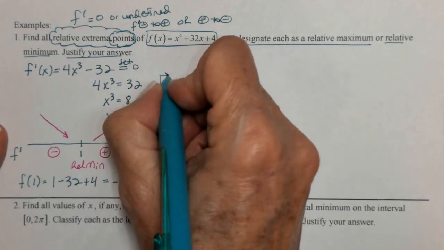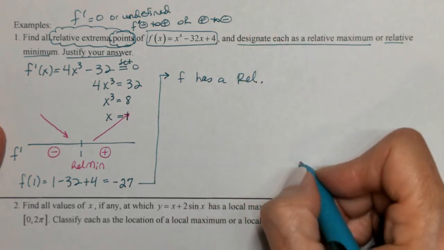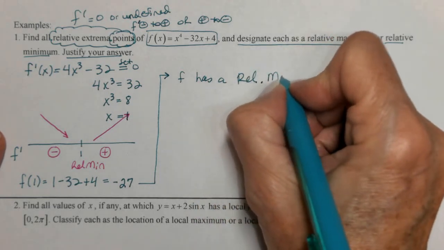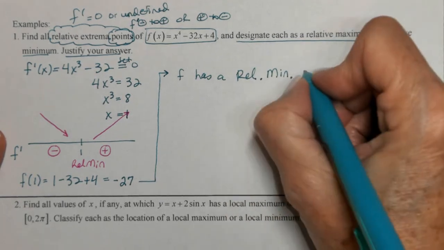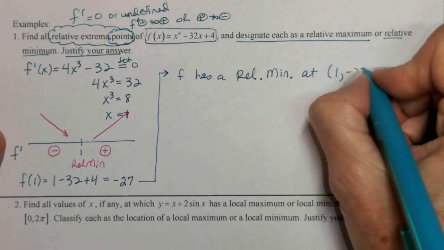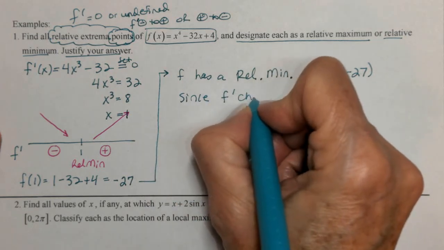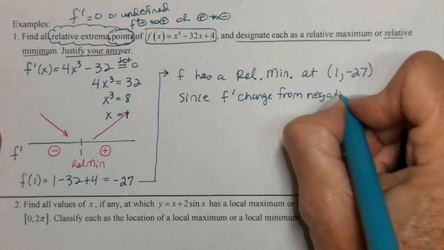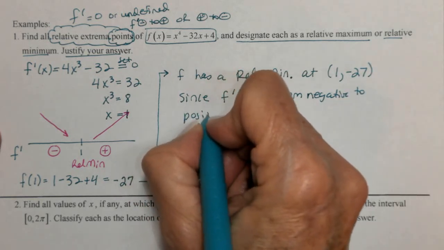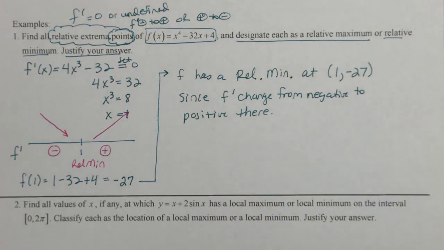Okay, so I can say that F has a relative, we're going to abbreviate relative with REL, period, a relative minimum, and we're going to abbreviate minimum with MIN, so relative minimum at 1, negative 27, since f prime changes from negative to positive there, at that point. Okay?